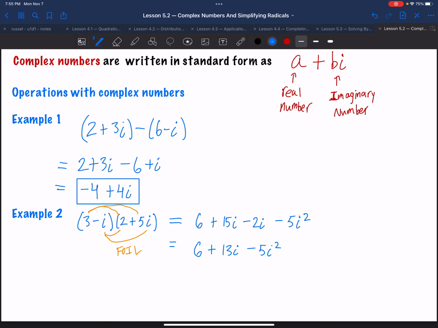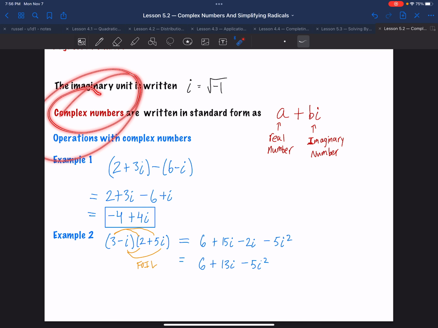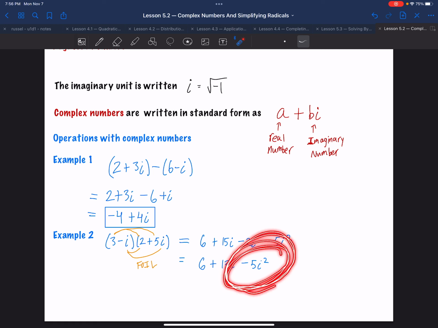But hold on. We said that complex numbers, and this goes for all numbers, can be written in standard form as a plus bi. See that? See what I've been circling? That's i squared. Standard form doesn't have i squared in it. It's a real number plus a bi imaginary number. There is no i squared here. So, what do we do with it? Because this isn't actually in standard form.